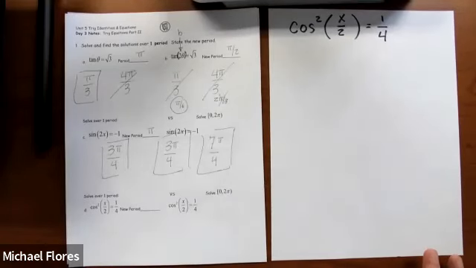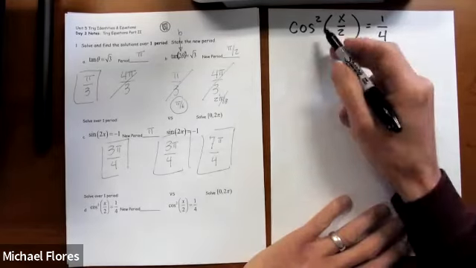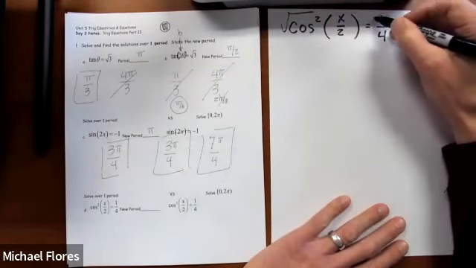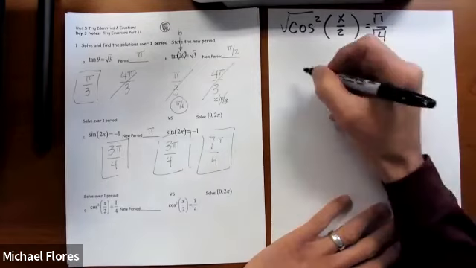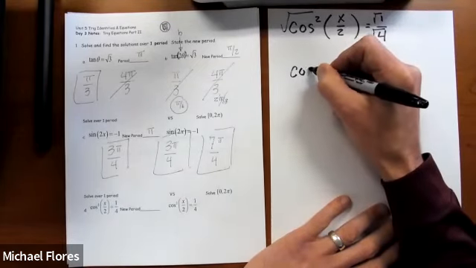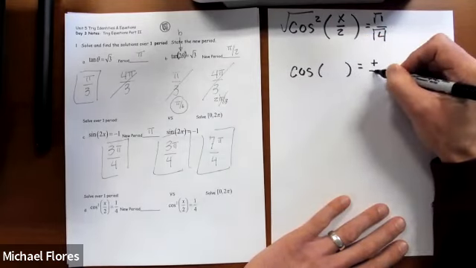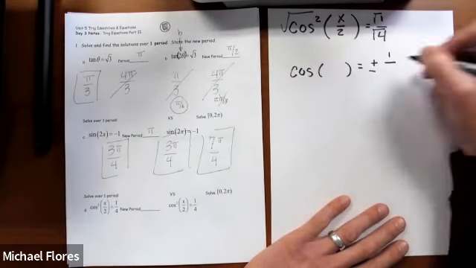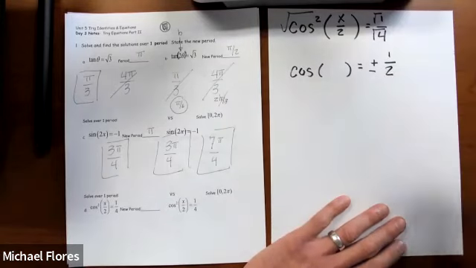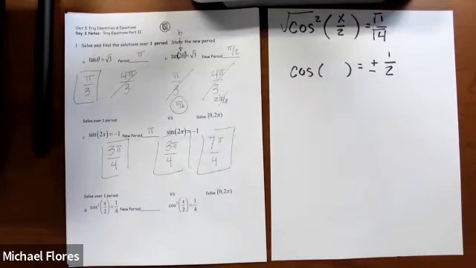Example D. Let's not worry about what's inside the parentheses yet. Let's just get rid of this square by taking the square root of both sides. The square root of 1 is 1. The square root of 4 is 2. Remember, we're not worried about what's in the parentheses yet.